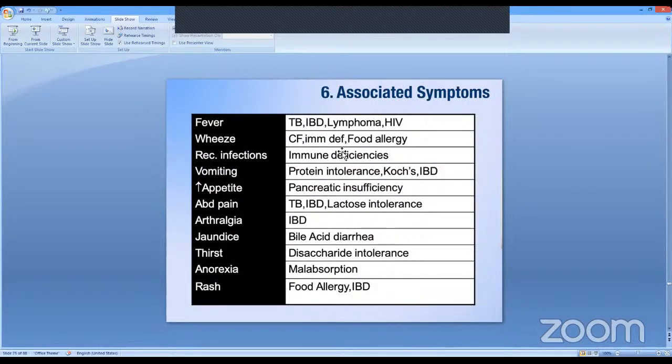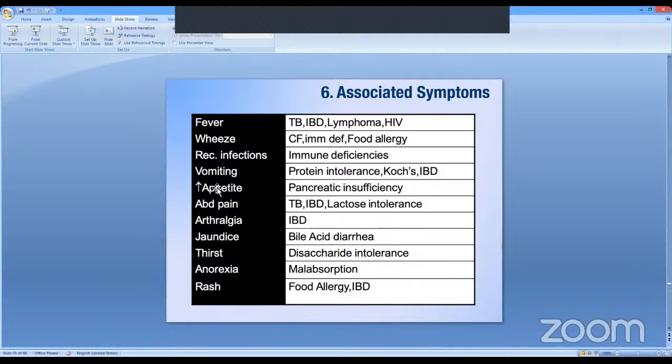Now, a few symptoms are also indicators of chronic diarrhea. If fever is present, obviously it may be because of TB, IBD, lymphoma, or HIV. If wheeze is there, chronic diarrhea with wheeze is a very good clue: cystic fibrosis, immune deficiency, food allergy, recurrent infection. Chronic diarrhea with history of recurrent infection, always think of immune deficiency. Vomiting is there: protein intolerance, celiac or IBD.